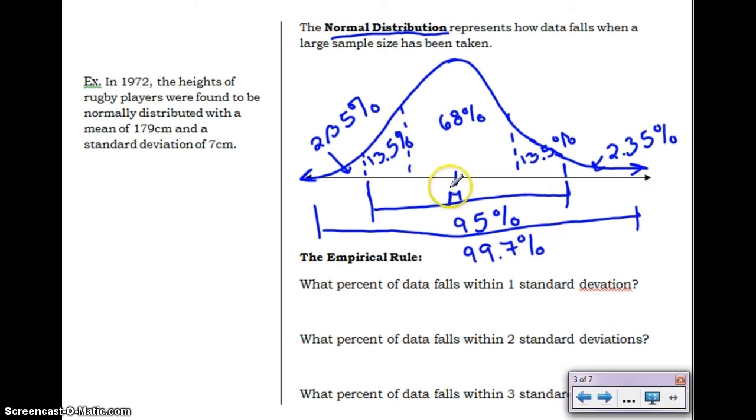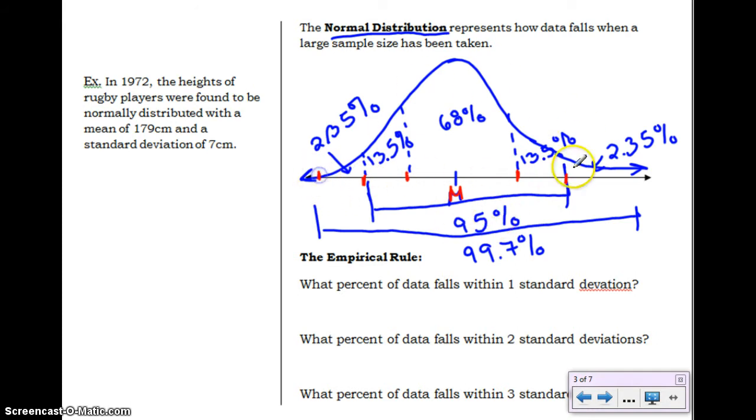Just to show you guys, right here in the middle is your mean. If I add one standard deviation right here, okay, this is one standard deviation away, and here's another standard deviation away. So within one standard deviation is a chance of 68% to fall between one standard deviation. If I add another standard deviation, so now I've added 2 standard deviations to the right and 2 standard deviations to the left, now my chance of falling in here is 95%.